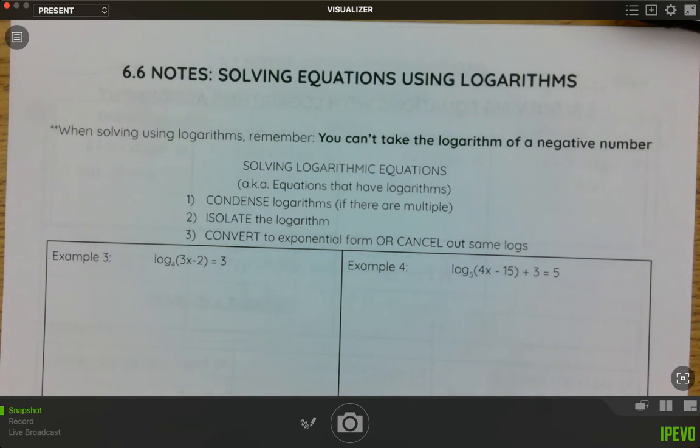Welcome to the 6.6 notes. Today we're going to be talking about solving equations using logarithms.